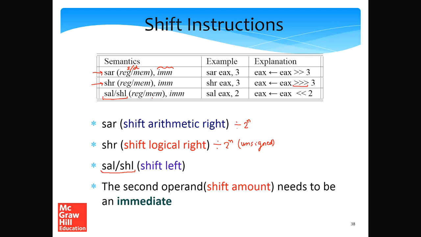Format is the same. First operand can be a register or memory and the second operand can be an immediate. So what we do is we do a logical shift left. We take the register and we take a number. We set the register as EAX left shifted by 2 places. So we use the left shift operand here. So it is important that the second operand, the shift amount, needs to be an immediate.